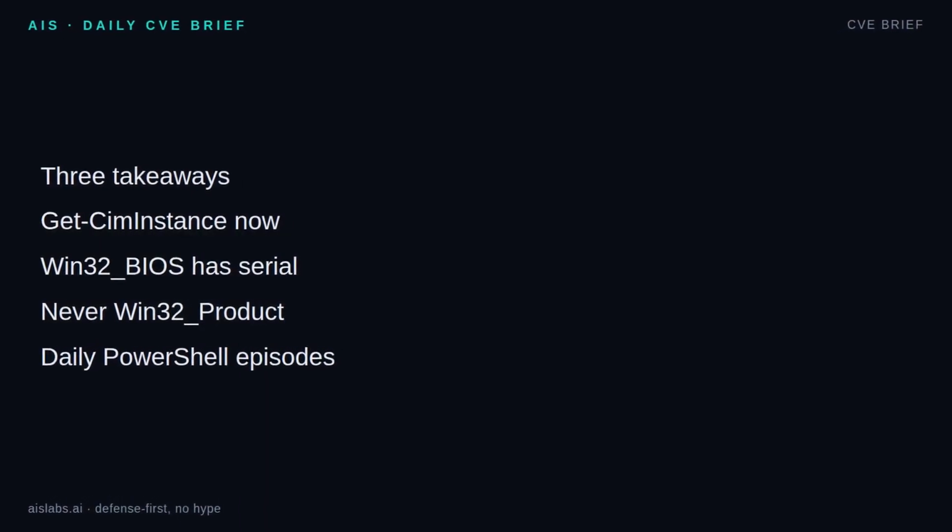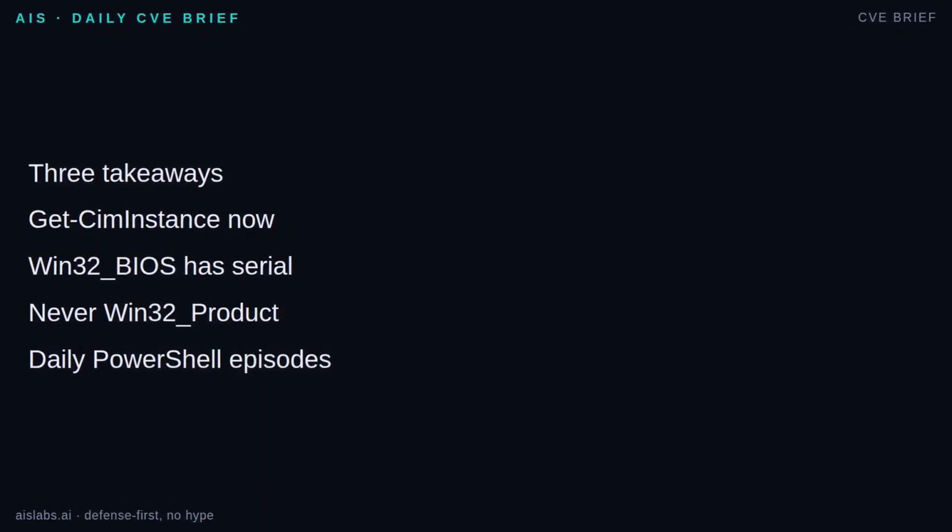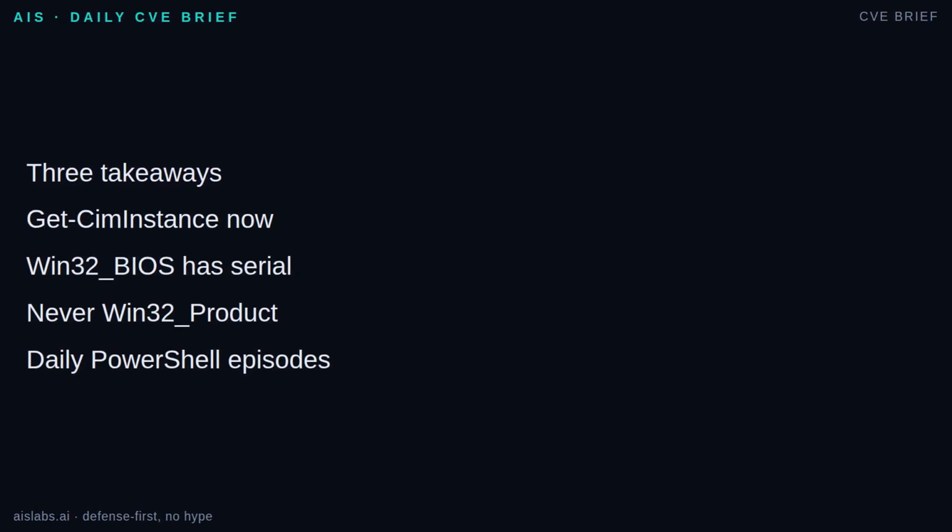3 beats to keep. First, PowerShell WMI inventory in PowerShell 7 means Get-CimInstance, not Get-WmiObject. Second, Win32_ComputerSystem, Win32_BIOS, and Win32_OperatingSystem give you most of what asset management asks for, and the serial number lives in Win32_BIOS. Third, for installed software, avoid Win32_Product and read the registry uninstall keys instead. That is the safe admin path.